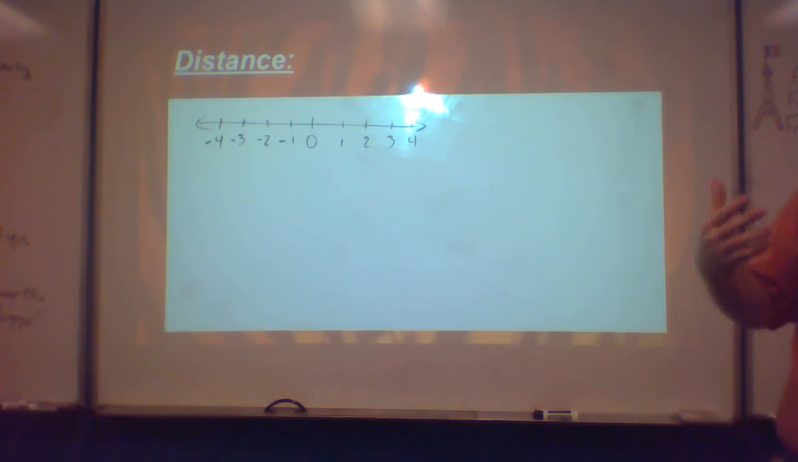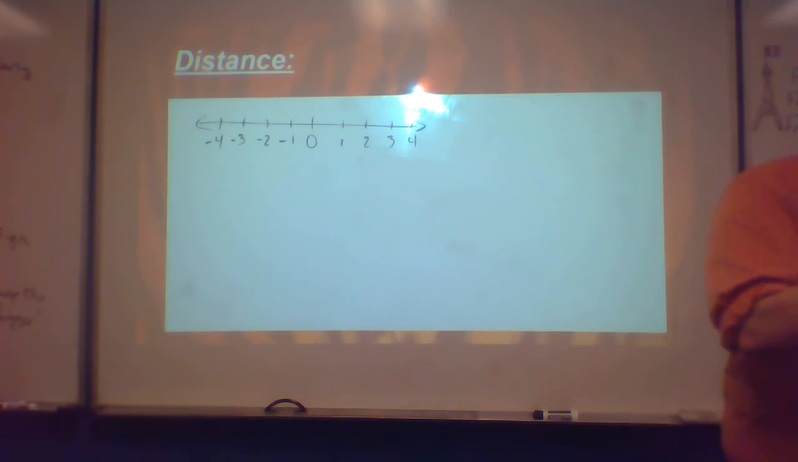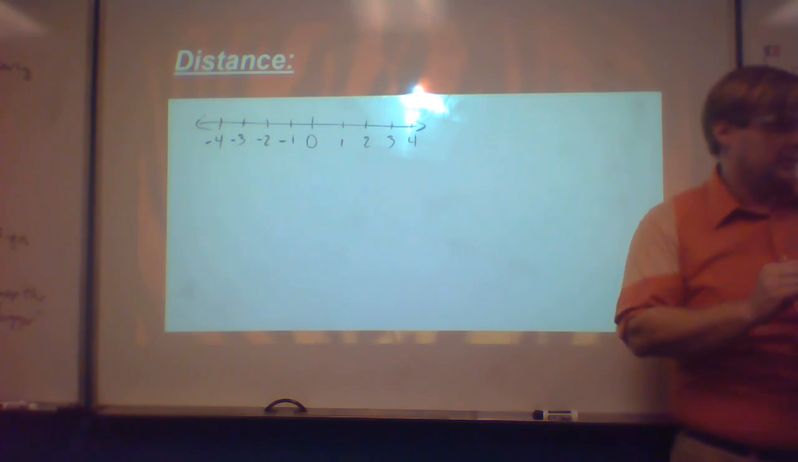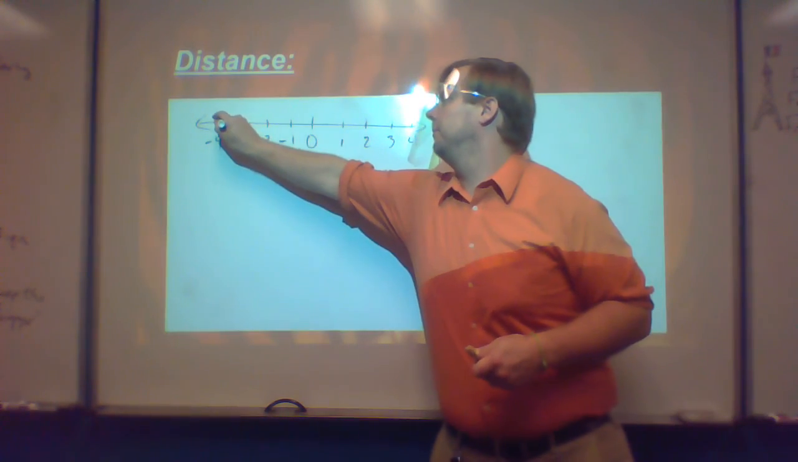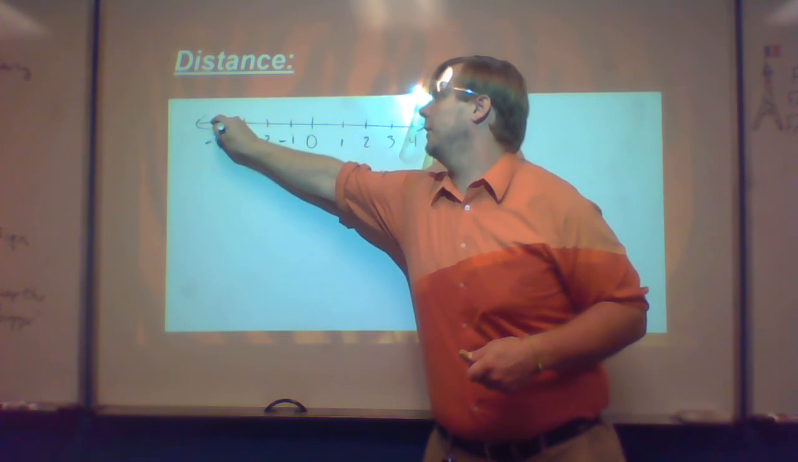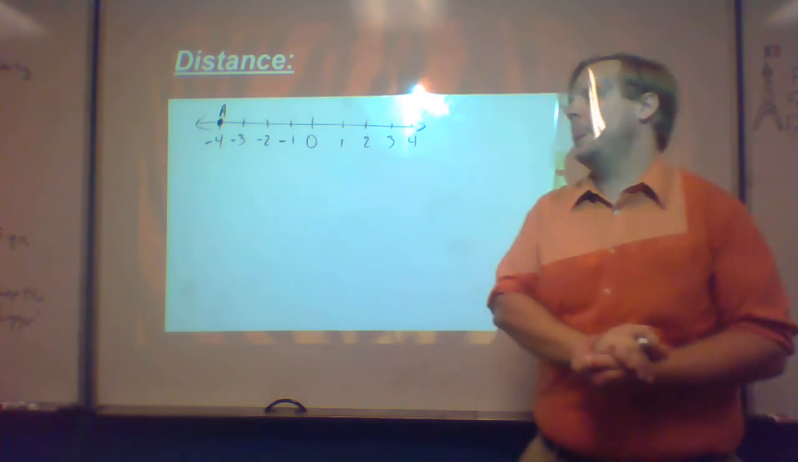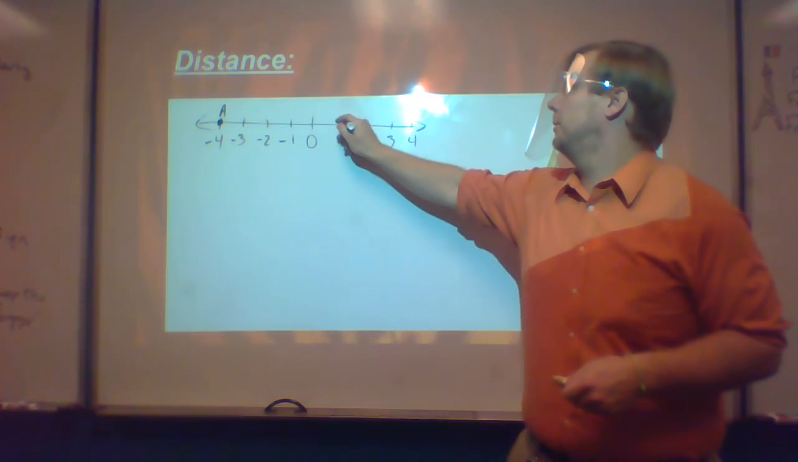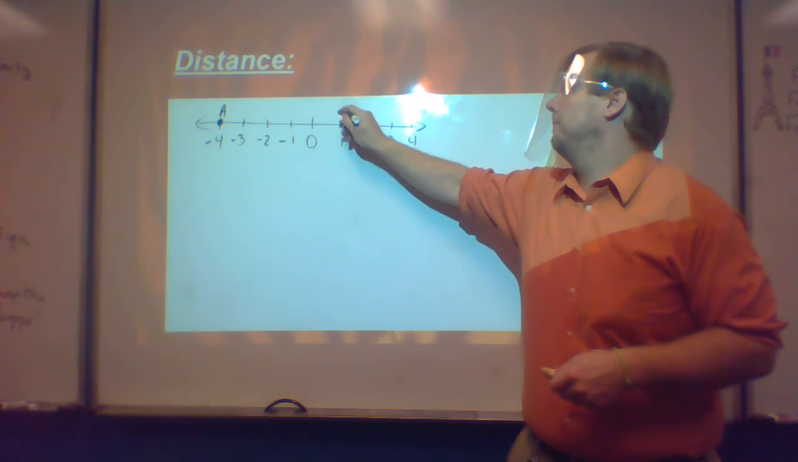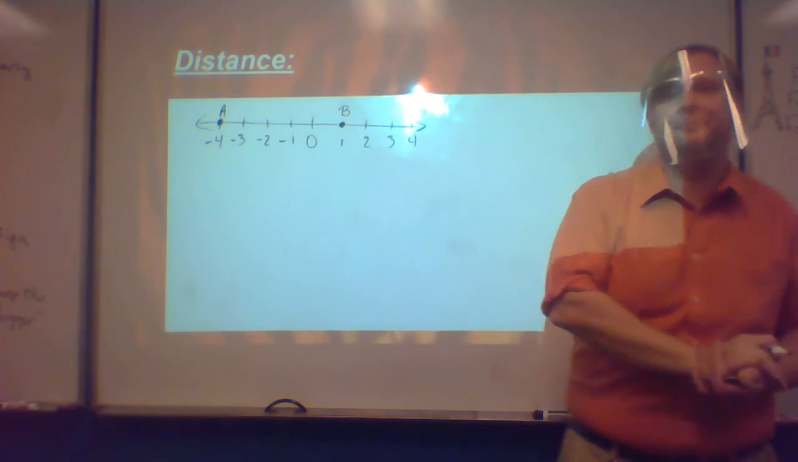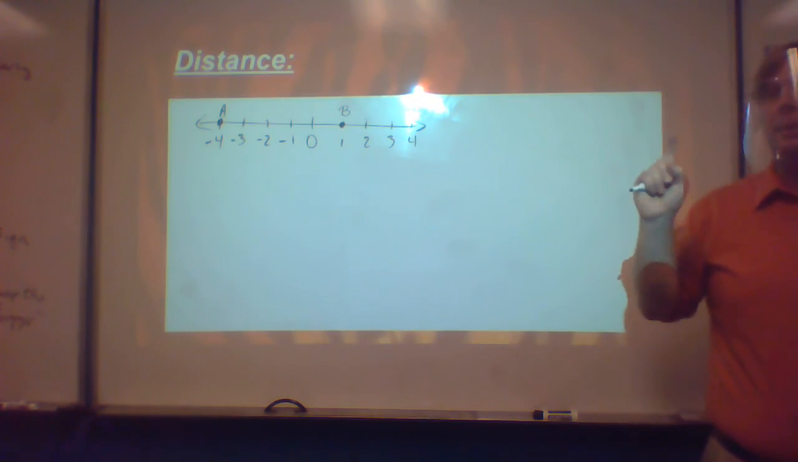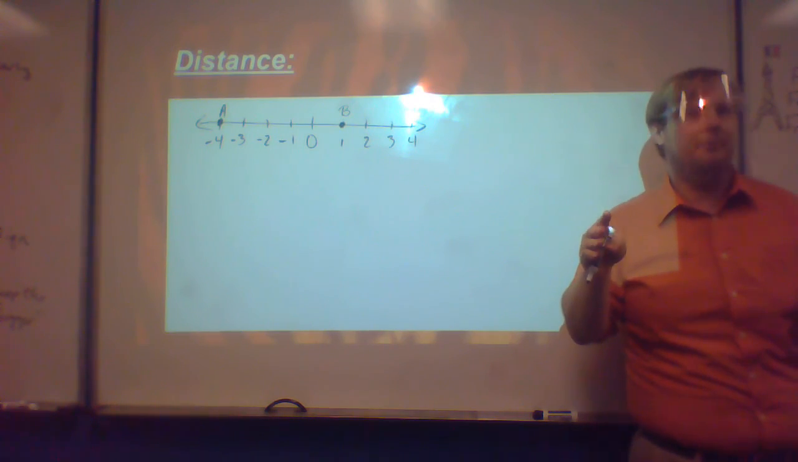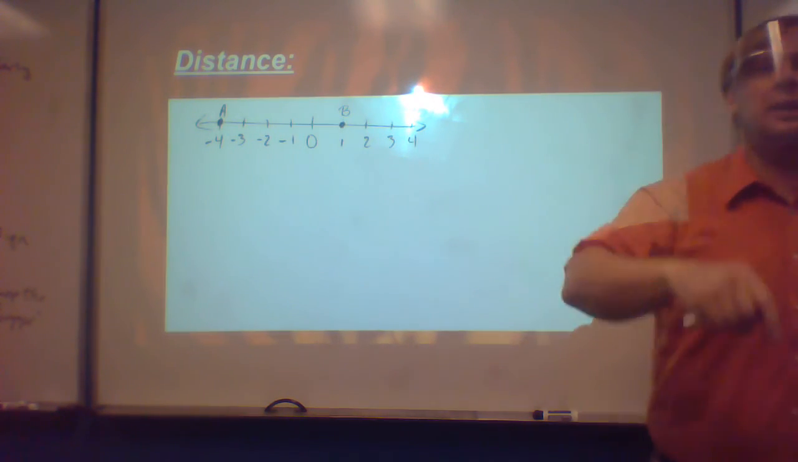Now the first thing we're going to look at is the distance between 2 points. It's really simple, and it's meant to be simple. If I had a point right here, and we're going to call that A, and I had a point right here, and we're going to call that B, and I were to ask you, how far are A and B apart? What is their distance? How many spaces?